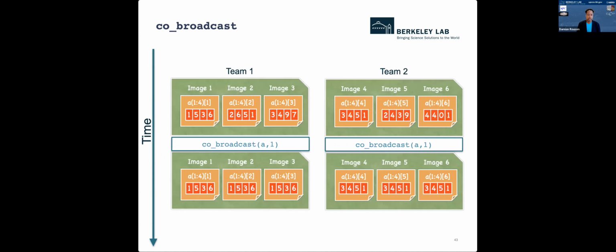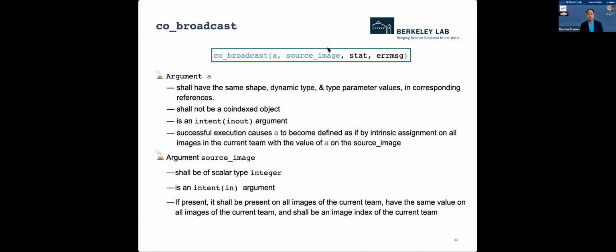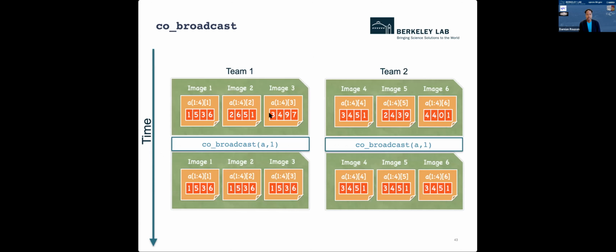So co-broadcast here, we're saying the source image. So I guess the second argument here, instead of result image, we now have source image, saying where the data is coming from. And so here we're saying that the source image is image 1. So after execution of the co-broadcast, every other image in the team has a copy of what image 1 had in that array.